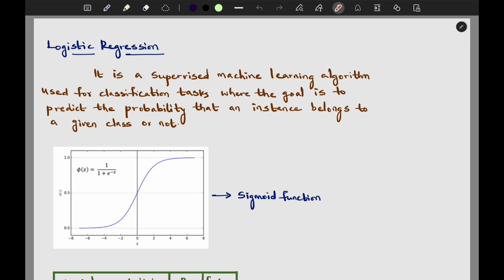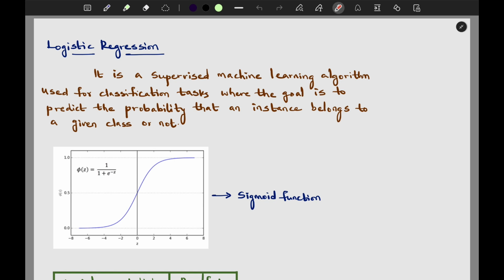Today we are going to learn about another concept in machine learning, which is logistic regression. Logistic regression is a supervised machine learning algorithm used for classification tasks. In linear regression, we predict continuous values, but logistic regression is used for classification tasks.